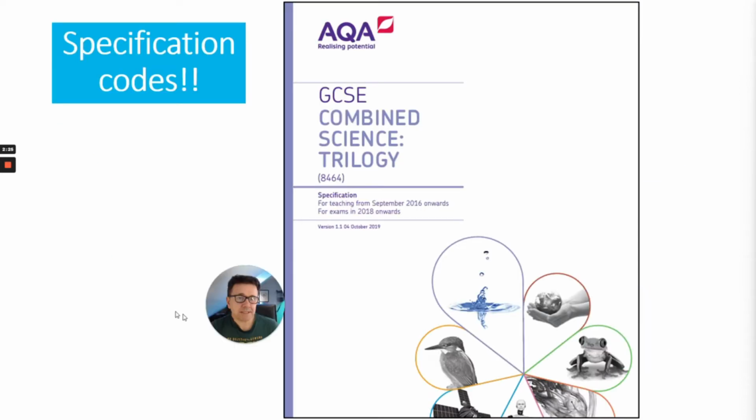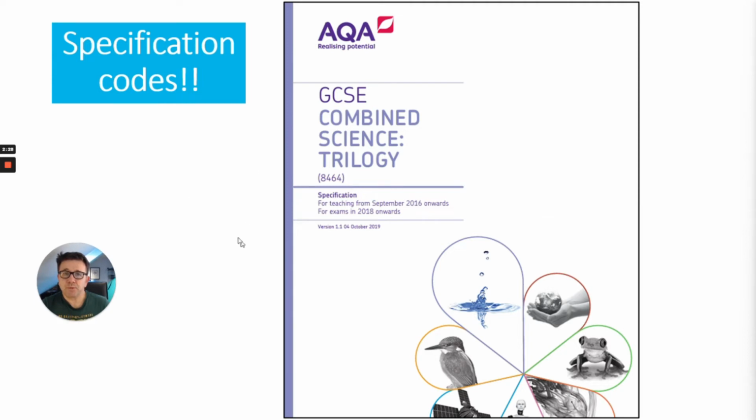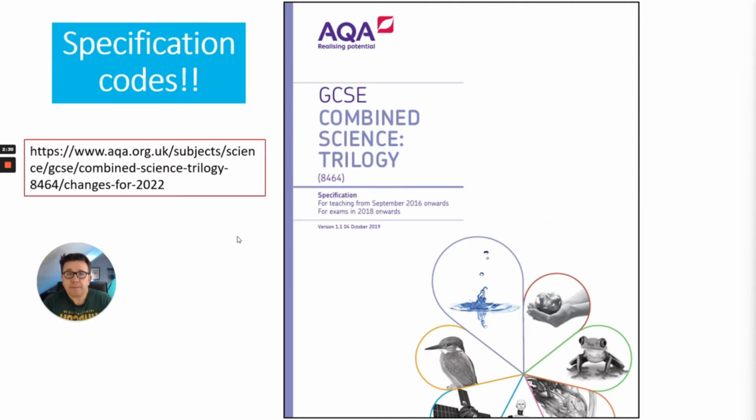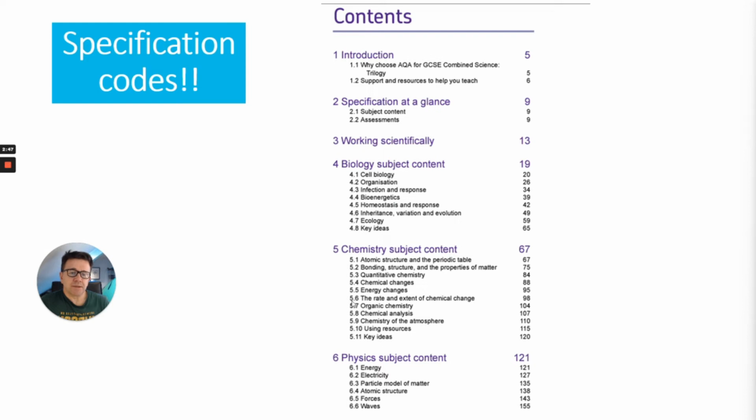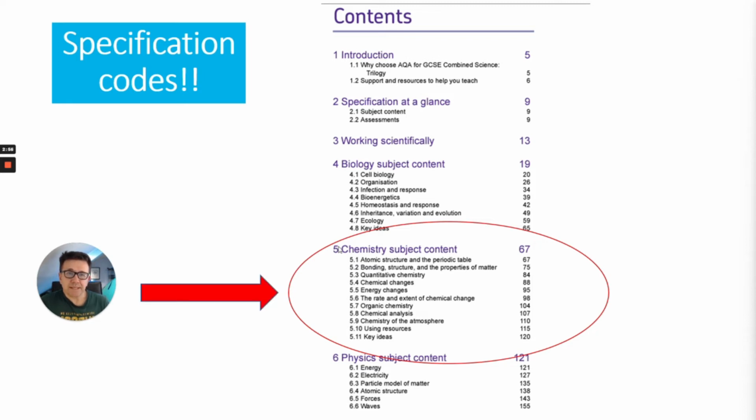So they talk about spec codes. If you type into Google AQA Combined Science specification, this would come up, and you can download this. This is like the teacher Bible. If your teachers haven't given you a checklist, you could use this as a checklist. If I show you inside, you can see all the content of combined science: biology, chemistry, that's the bit we're interested in today, and physics. So it shows all the things in there.